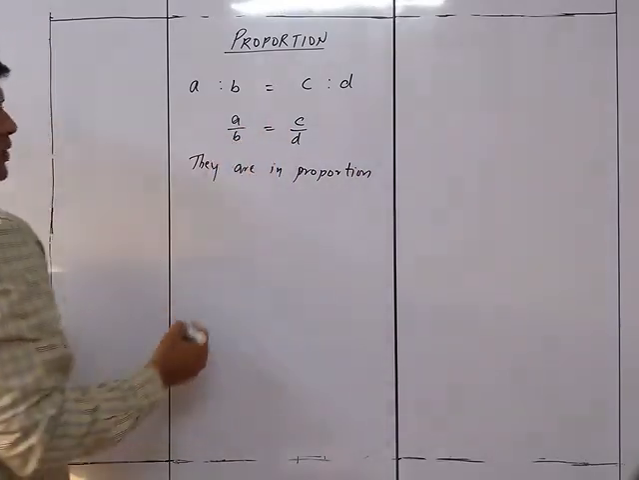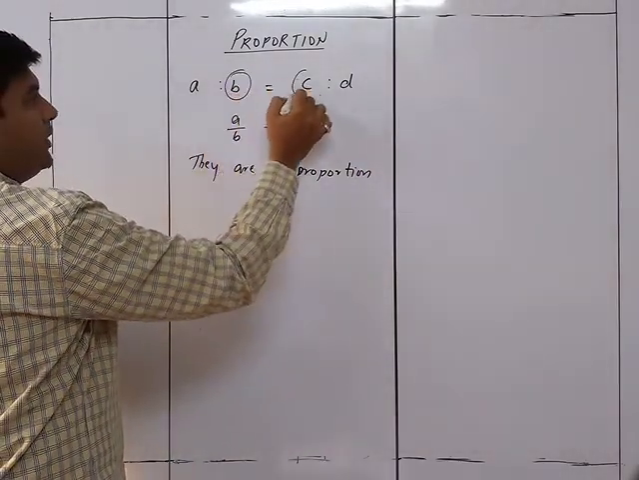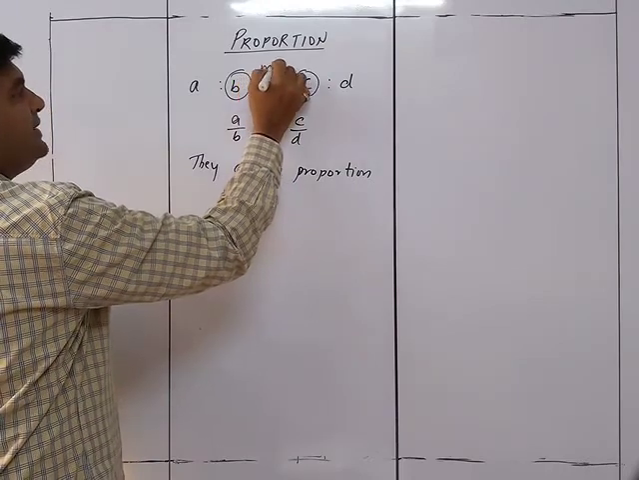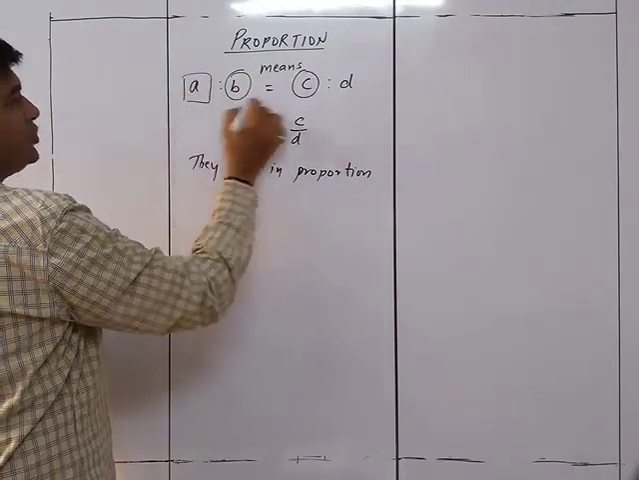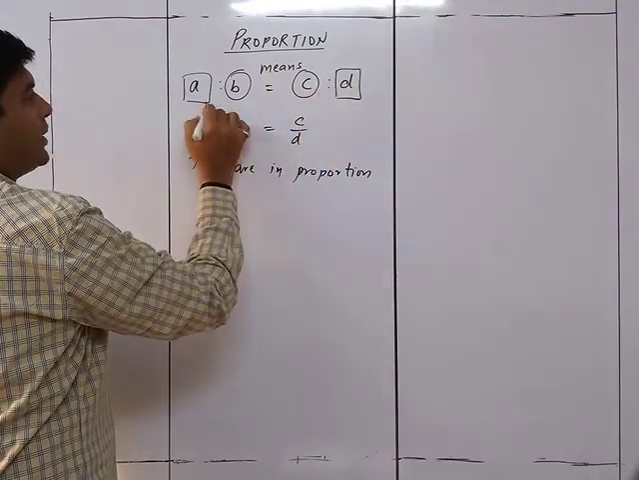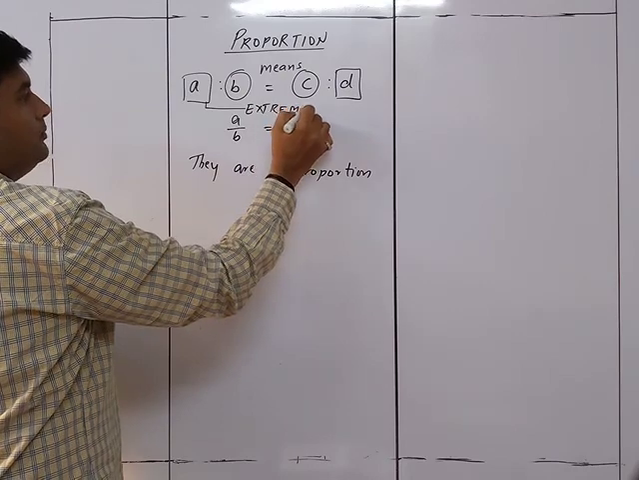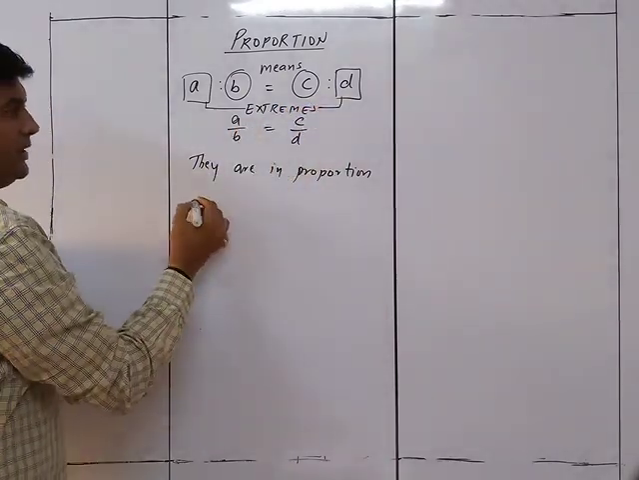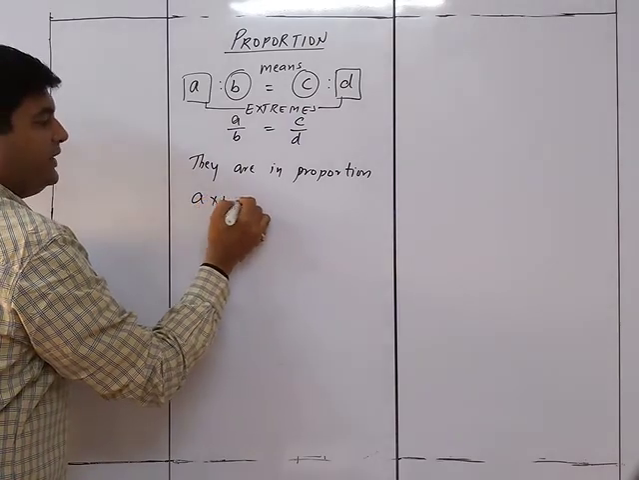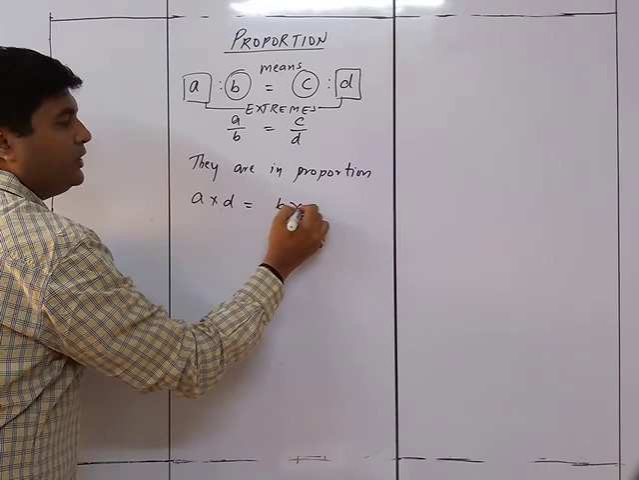In this proportion, what you can see is that these numbers that are in between over here are called the means. And this one and this one over here are called the extremes. And when you cross multiply, what do you get? You get A into D is equal to B into C.